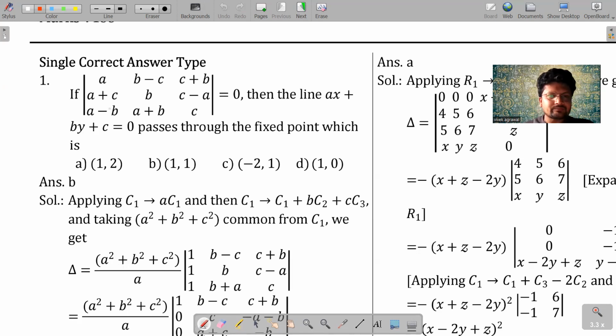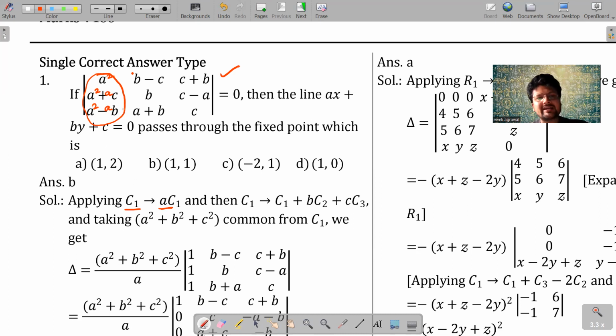For example, instead of directly expanding this determinant, we multiplied column 1 by A. So this whole column number 1 will be multiplied by A. So this will become A square, this will become A square plus AC, and this will become A square minus AB.